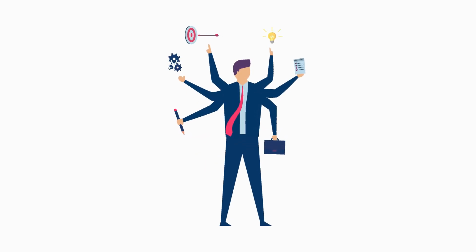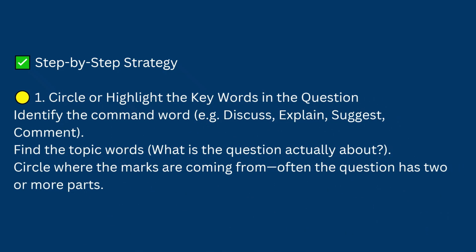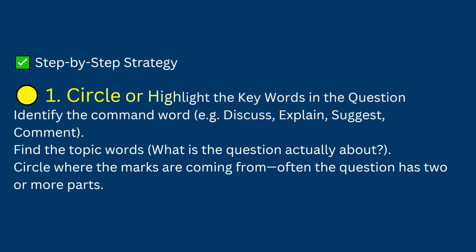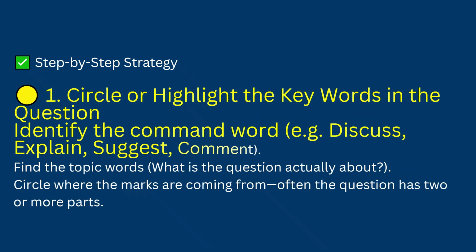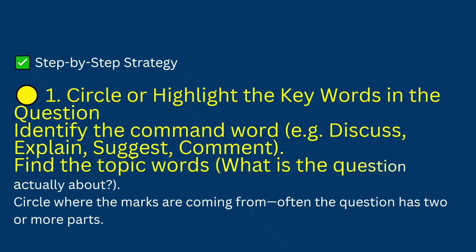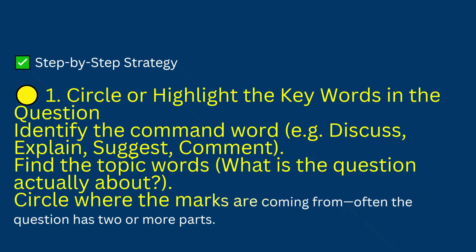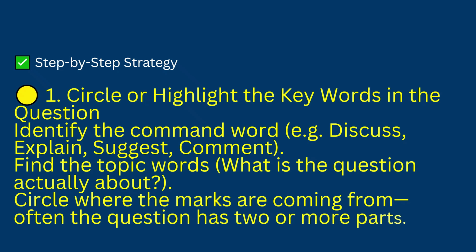Alright, here is a foolproof 10-step strategy to help you level up your comprehension game. Step 1. Circle or highlight keywords. Always start by highlighting the command word, like discuss, explain, or suggest. Then look for topic words and check how many marks the question is worth. The mark allocation will indicate to you how much time and effort you need to put into that answer. So if it's a 2-mark question, please don't write a 10-line response.